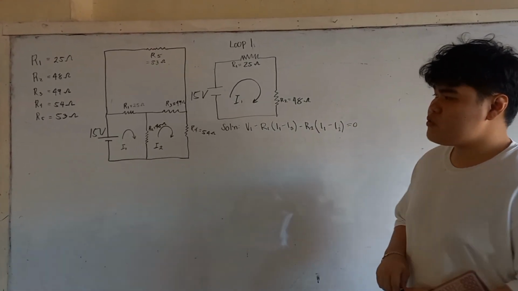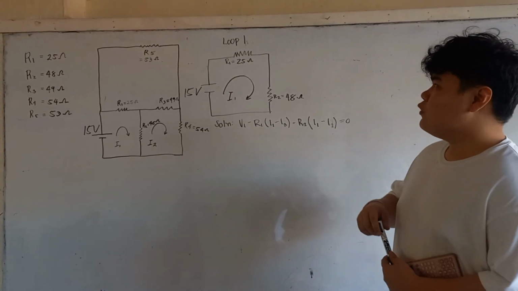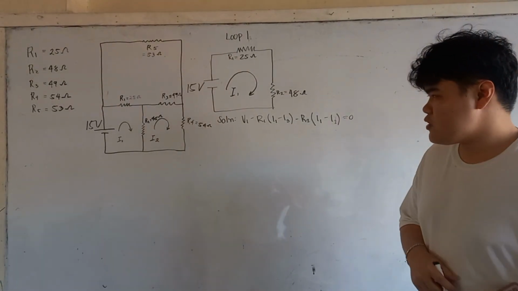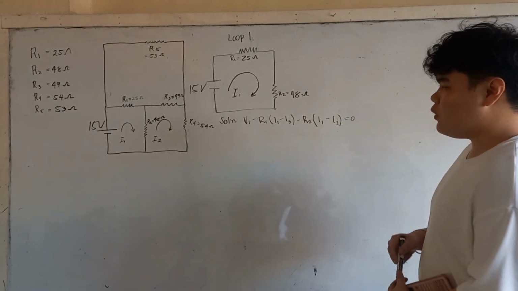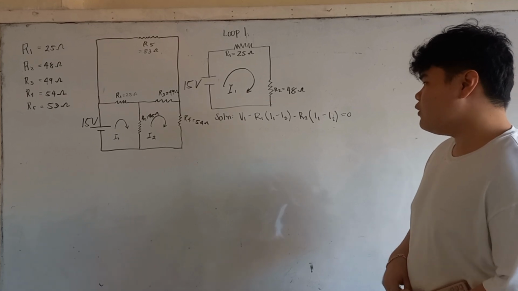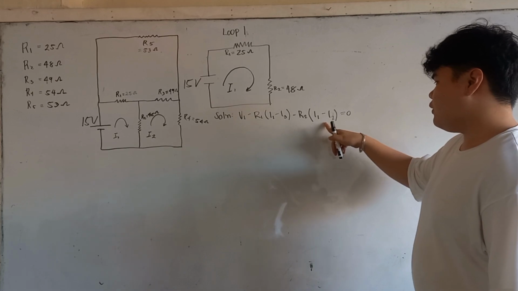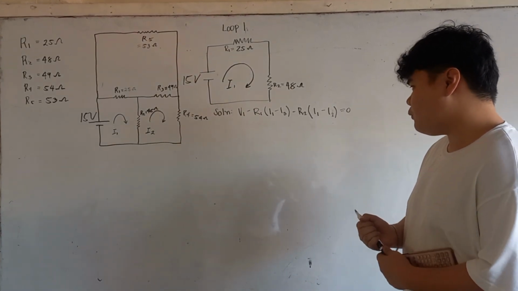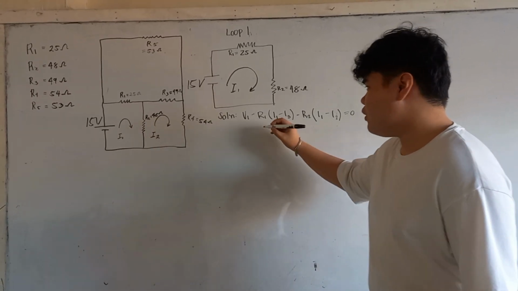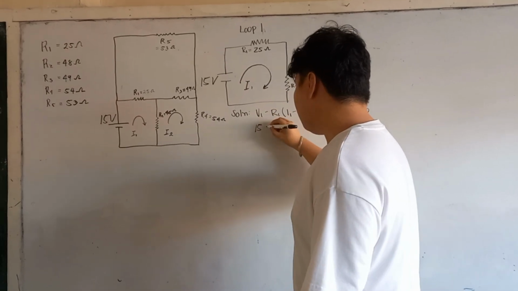So when solving the loop current method, first we need to solve for loop number 1. So the formula is volt minus R1 (I1 minus I3) minus R2 (I1 minus I2). So distribute the value.